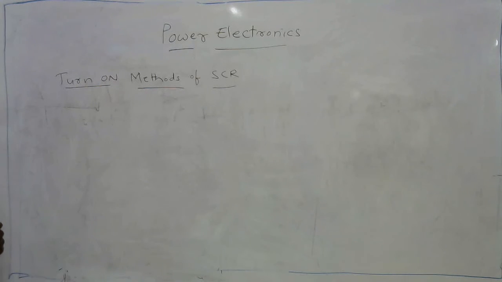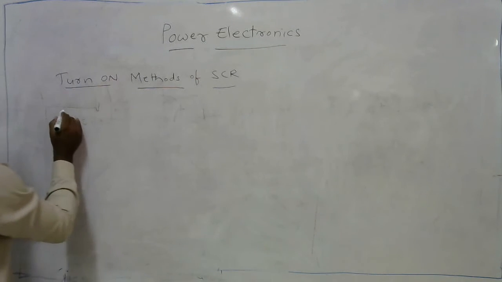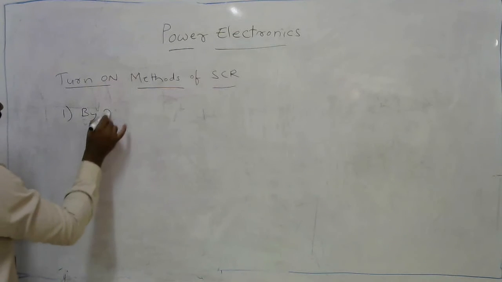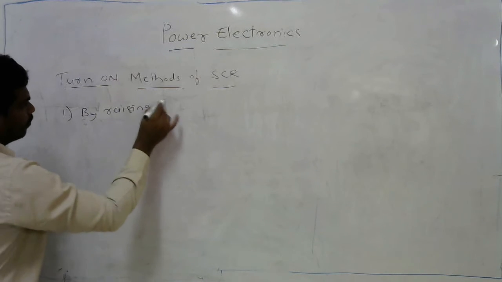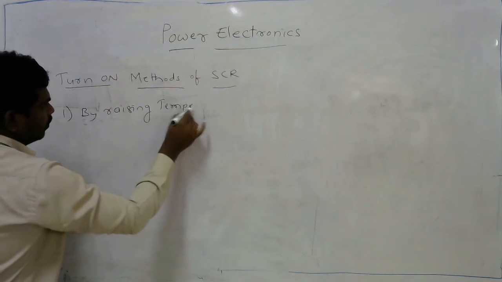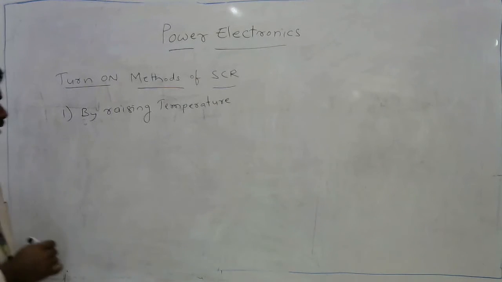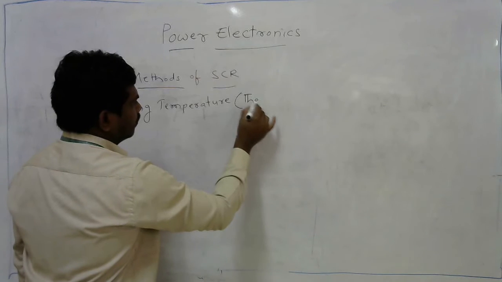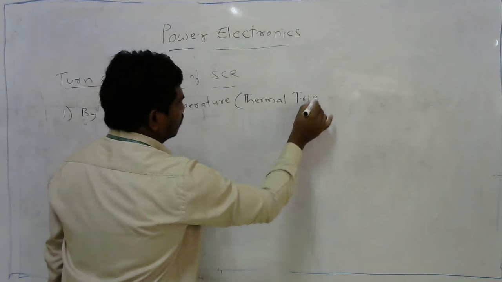There are 5 turn-on methods available. The first one is by rising temperature, and we can call this method thermal triggering.